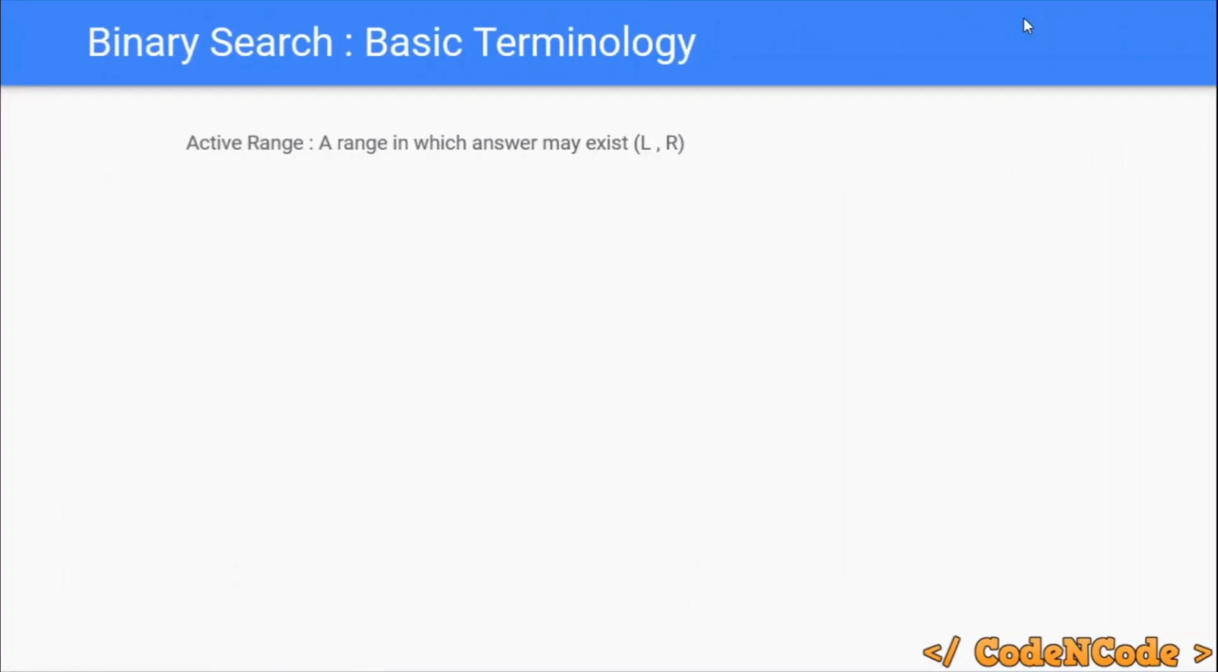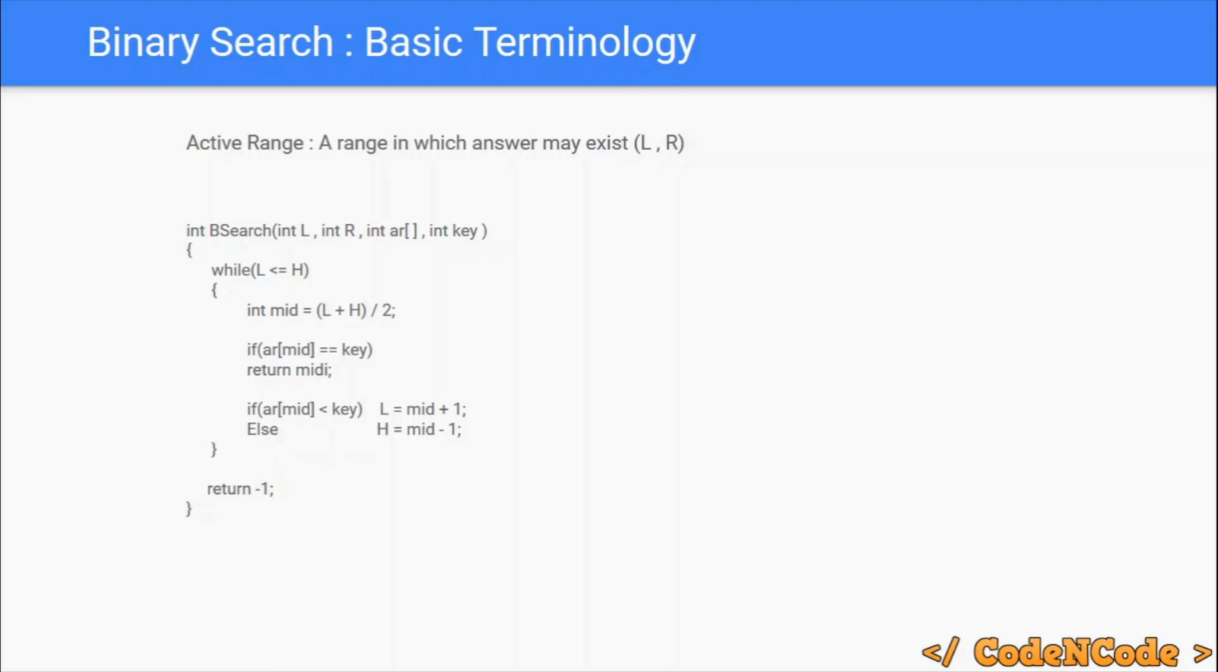There are certain terminologies that we will be using. The first one is active range. Active range is represented by two pointers L and R, which we use in binary search. The active range represents the range in which your answer may exist. So we will be representing that with L and R, of course.